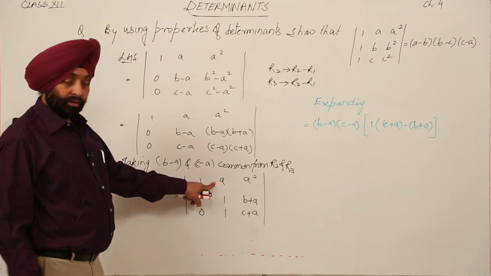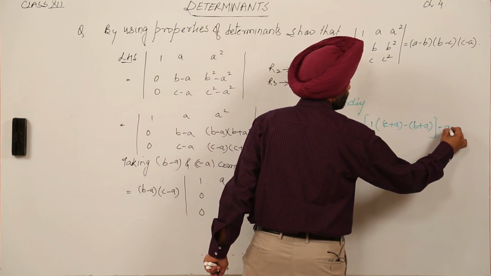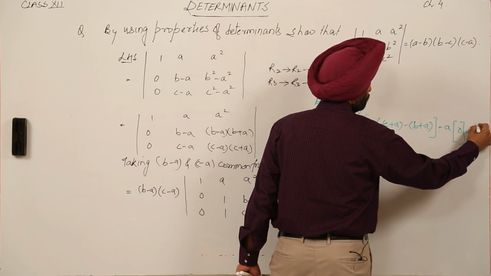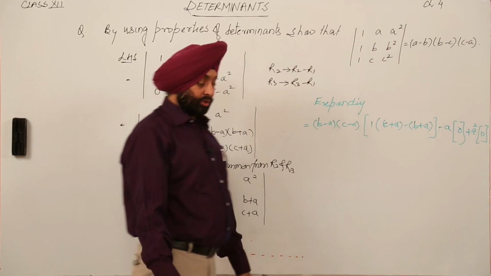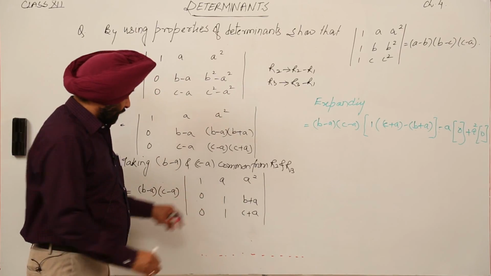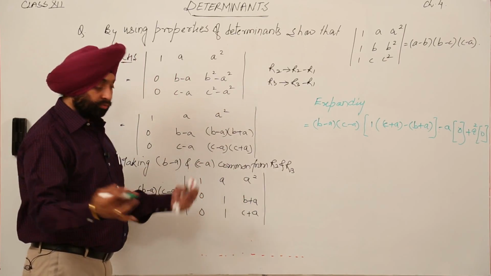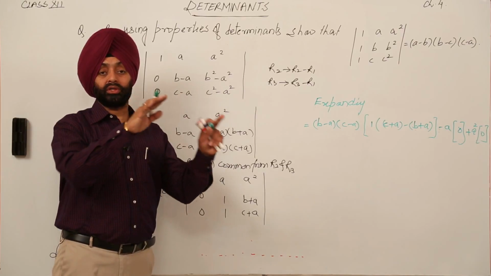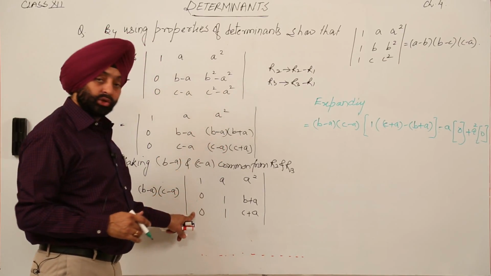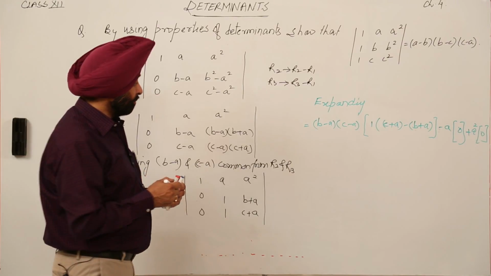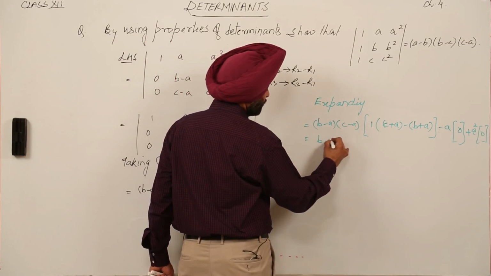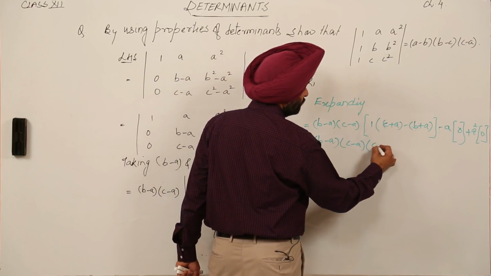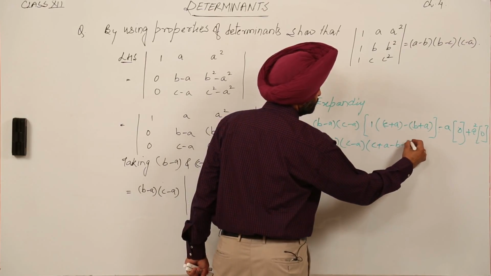Now a minus a with 0, plus a square again with 0. Why is it 0? Because when you are taking minus a, 0 with this and 0 with this, both are 0. Then a square, 0 with 1 and 0 with 1 again is 0. So we need not go for the further steps, because when we are getting two zeros here, only the first part will be solved. So now this becomes b minus a, c minus a, and now c plus a minus b minus a.